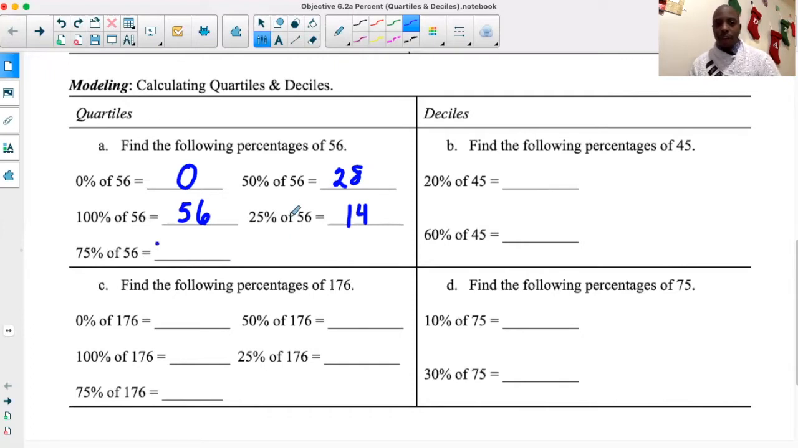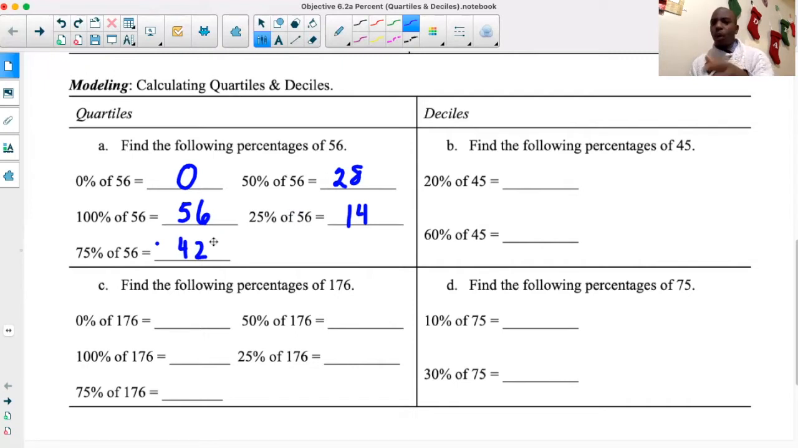Well, I would think about 50% and 25%. If I add 50% money-wise, 50 cents plus 25 cents, 2 quarters plus 1 quarter, don't we get 3 quarters, 75 cents? We do. So can we do 50% plus 25% and get the number here? Of course we can. So when you add those two together, you end up getting 42.